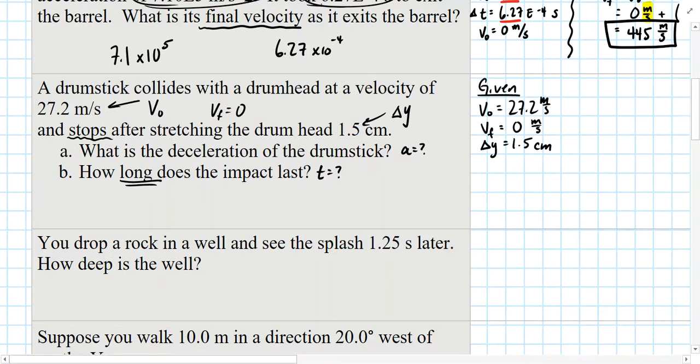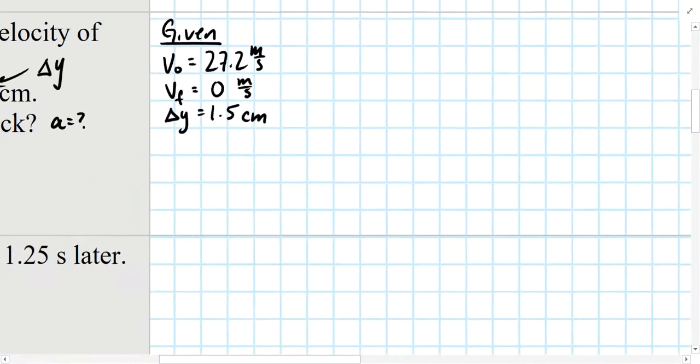And as I was reporting my given information, I just recognized something. Maybe you caught this. The change in Y was measured in centimeters while the velocity values were given to us in meters. So we better make sure that our units agree and match. So I'm just going to do a quick mental computation. 1.5 centimeters divided by 100 will give me the value in meters. So I'm going to report this as 0.015 meters.